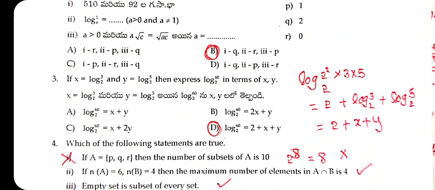If x is equal to log 3 base 2 and y is equal to log 5 base 2, then express log 60 base 2. See here, log 60 can be written as 4 15s are 60. Again 4 can be written as 2 square, 15 can be written as 3 into 5. Now log ABC is log A plus log B plus log C. Here log A power m means m comes this side, so 2 times log 2 base 2, which is 1. So 2 ones are 2, plus log 3 base 2 plus log 5 base 2. Already they have given x is log 3 base 2 and y is log 5 base 2. So the answer is 2 plus x plus y.